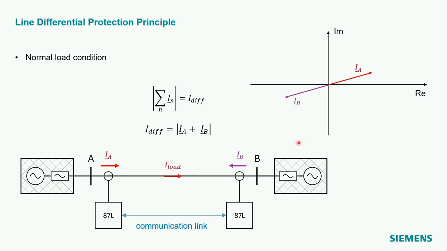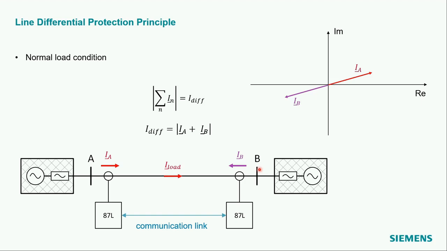And we look at the phasor diagram on the top right, with the imaginary part and the real part of the phasors, which are measured by the protection relays. Now, the current IA is measured by the relay in A, and the current IB is the current measured in the relay B. This is of the opposite direction because the load flows through the line. The current phasor is therefore in the opposite direction.